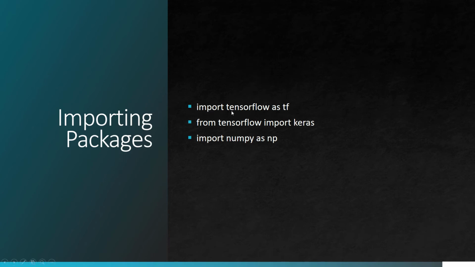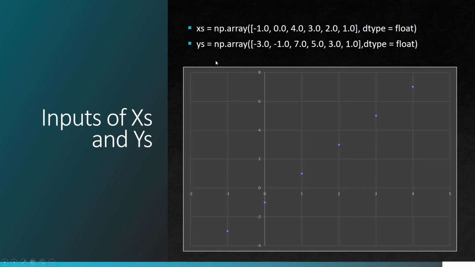So these are the 3 packages which we have to import. Initially we have to import TensorFlow as tf. Then from TensorFlow we will be importing Keras, and we will be importing NumPy as np. We will be using these 2 arrays of x's and y's, np.array -1 0 4 3 2 and 1 of data type float for the x, and for the y's we will be giving the input of -3 -1 7 5 3 and 1. We can also visualize the points on the graph.